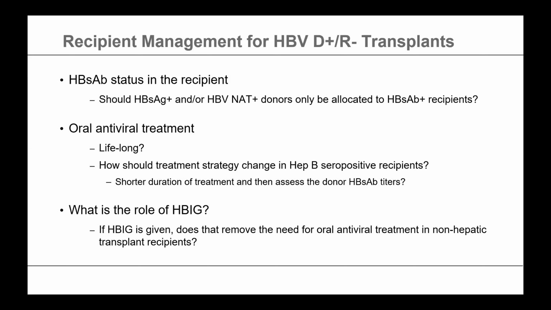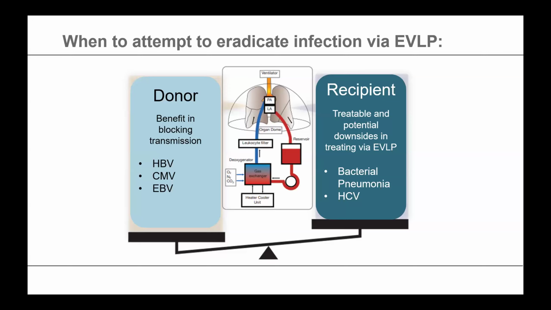Should we be committing our patients to lifelong antiviral treatment, since unlike hepatitis C, this is not a curable virus? If not, how long should we be treating, and should this differ in terms of whether or not our recipients are Hep B seropositive? And then what is the role for HBIG? Should we borrow from the hepatic literature in terms of giving multiple doses of HBIG, and does that remove the need for oral antiviral treatment? So our center, as well as other centers, are doing a current clinical trial, which hopefully will answer some of these questions. But just an ending in terms of when to attempt to eradicate infection via EVLP.